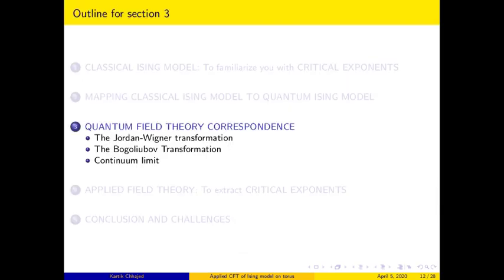Now we are one step away from the interesting part of our talk. Before that, we have to map the quantum Ising model to a free fermionic theory. This will follow from a series of smart transformations.